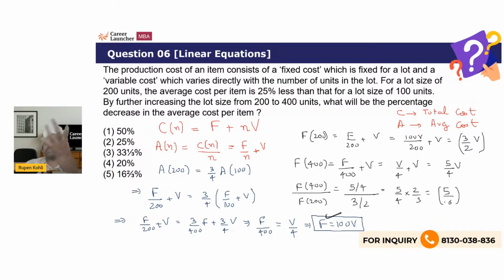So this is 1/6 less, 16.66% less, right? F of 400 is 5/6 of F of 200. So this question was multi-layered. First, being able to understand that the cost as a function of number of variables is this equation, then the average cost, and then putting the numbers and getting the relationship between the variables that we assumed. Although no numerical values were given, using the given conditions we could relate F with V and use that to solve.